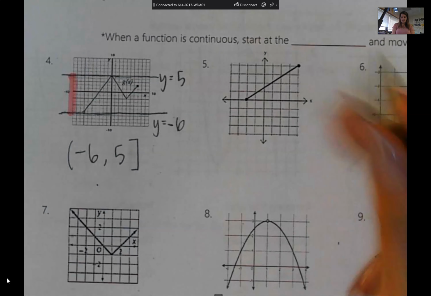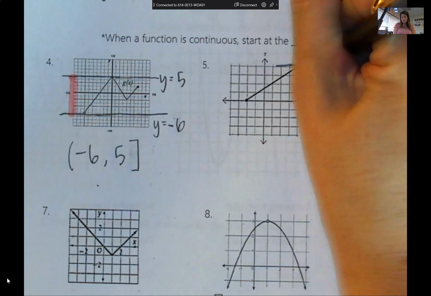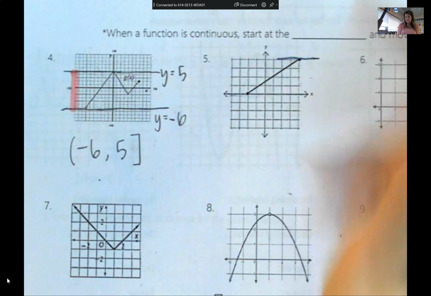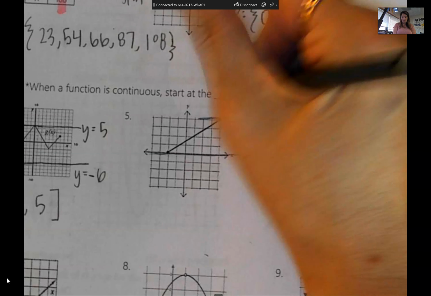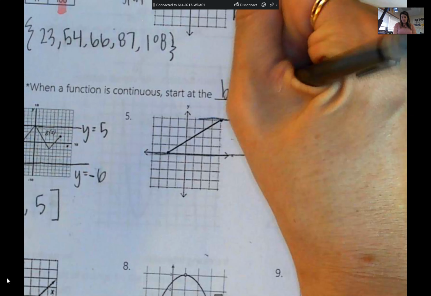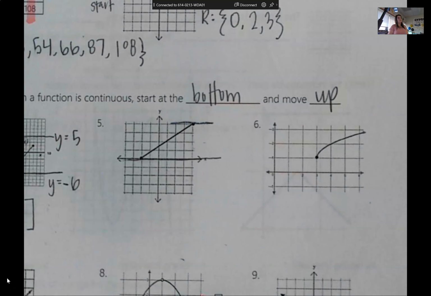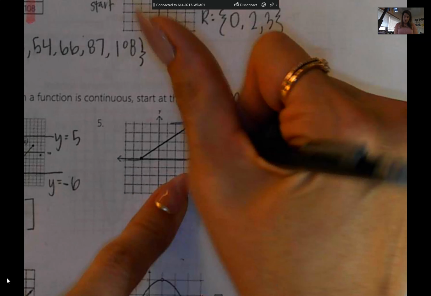Okay, this guy, I'm going to do the same thing. I like to draw my own line at the lowest point and the highest point. So when a function is continuous, start at the bottom and move up. That's those blanks that were right above these two graphs. So the bottom is a y equals what?